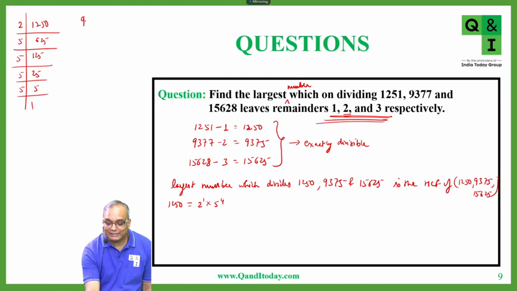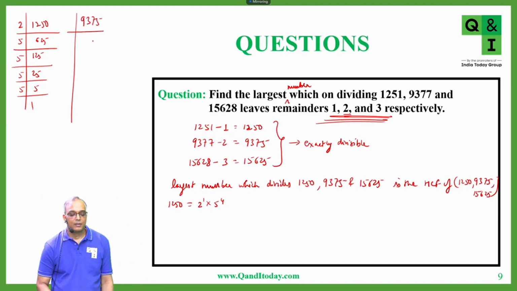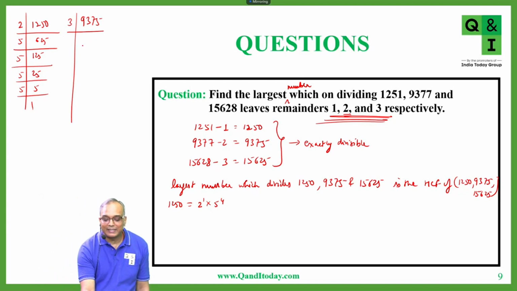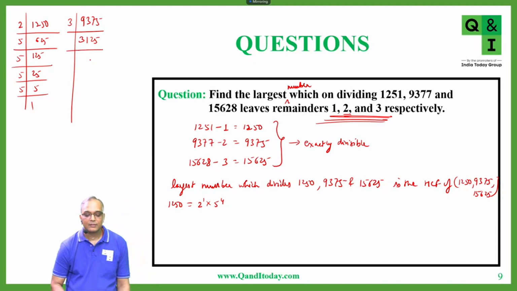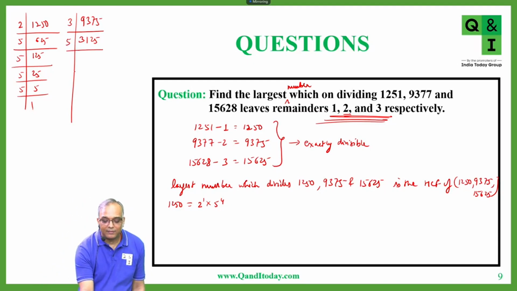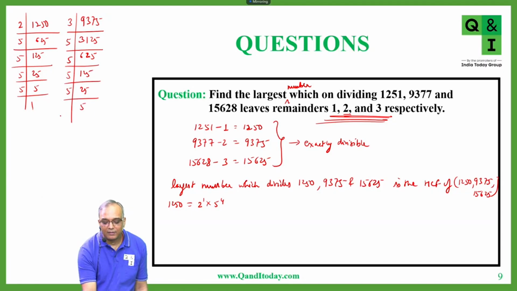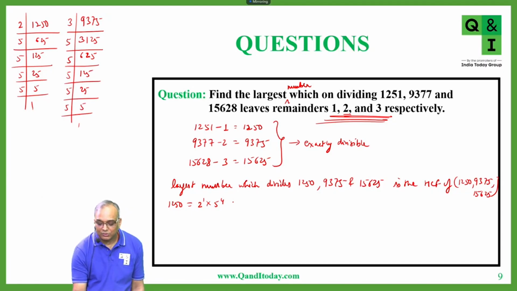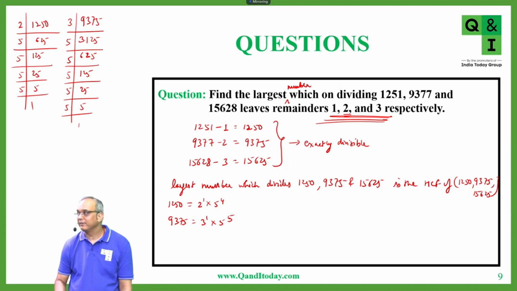Then 9375, this can be divided by 3. So this is 3125. Then by 5. So you will have 625. Again by 5. You have 125. 5 and 25. 5 and 5 and 5 and 1. So 9375 is equal to 3 to the power 1 into 5 to the power 5.